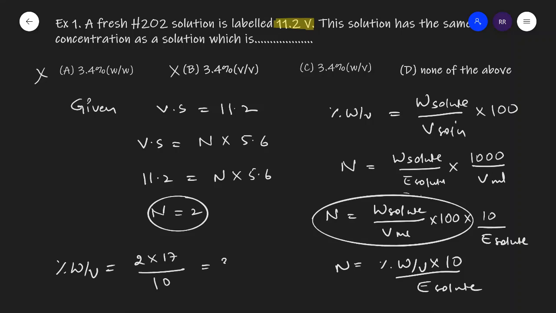How much you will get? 3.4%. So what's the right answer? The right answer should be option C. This is how we can solve the question based on H2O2 volume strength. Let us move on to one more example of this type.